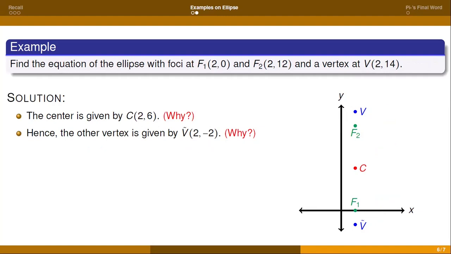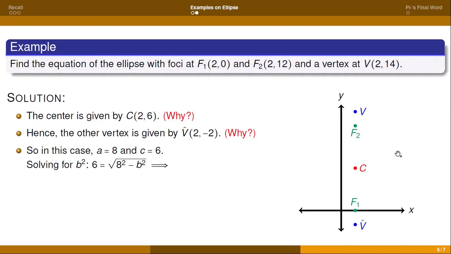So now that we have these, we can now easily obtain, like earlier, the a and the c. So the a in this case is 8, since again, it is the distance from the center to the vertices. And then c is equal to 6, since it is the distance from the center to the foci. And then once you have that, again, we can easily obtain b, or b squared to be precise. So given the formula, just plug in a and c, solve for b squared, and one can verify that we will obtain b squared equal to 28. And then once you have that, we can easily construct now the equation of the ellipse.